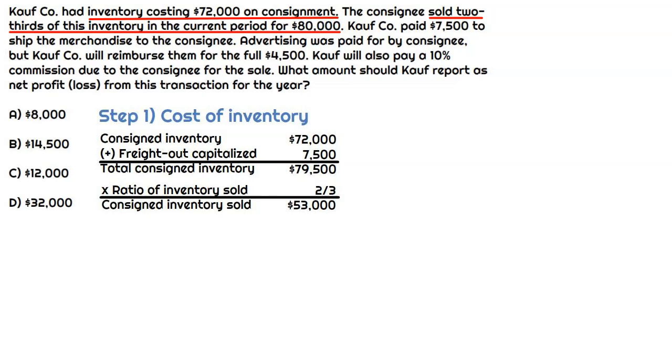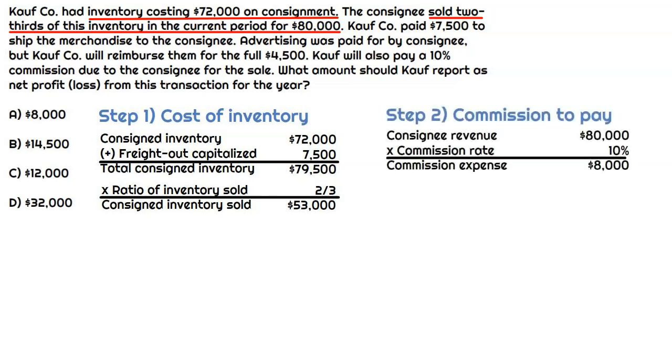Now they sold 2/3 of that, right? And you can't really just do like 0.66, right? Just do 2 divided by 3 and then multiply that. And ultimately you get consigned inventory sold of $53,000, right? So that's going to be the cost of goods sold, and that's the amount of inventory that Koff will need to remove from their balance sheet.